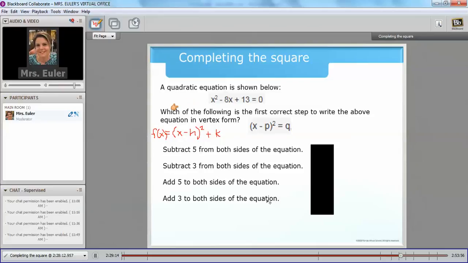So the question is, which of the following is the first correct step to write the above equation in vertex form? The whole idea revolves around this number right here. We want to create a perfect square trinomial, which means we want to be able to factor this trinomial into something squared. Okay, that's our whole purpose.